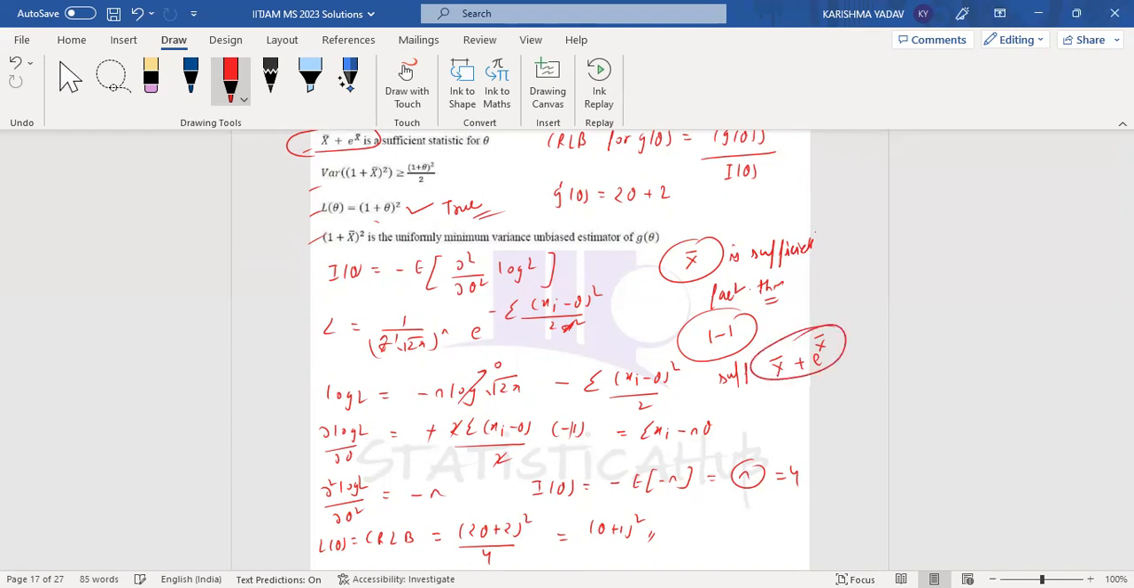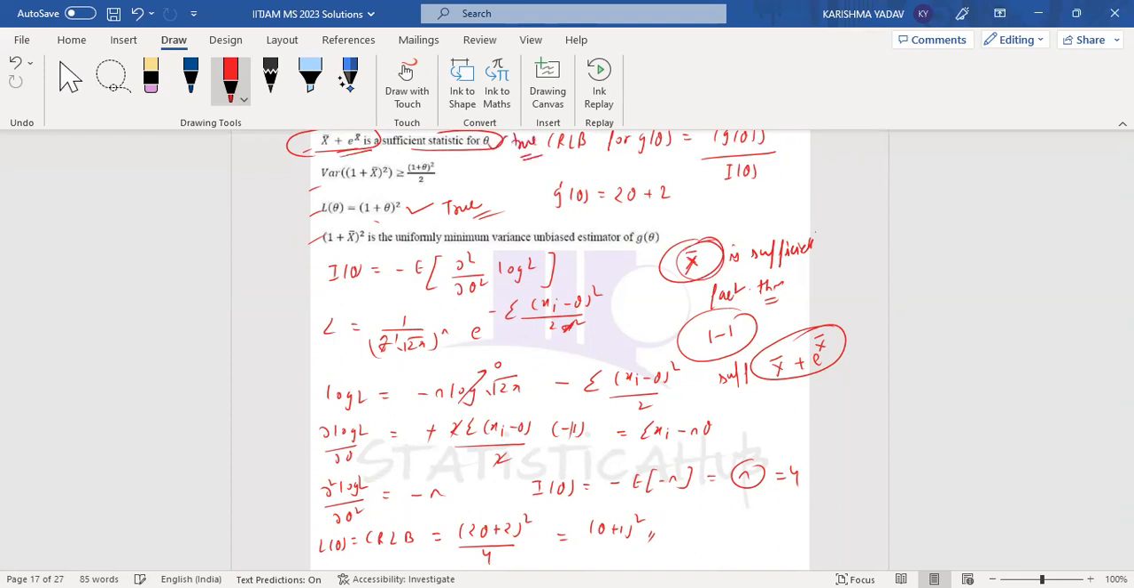So x bar plus e to the power x bar is a one-one function of the sufficient estimator, and my sufficient estimator is x bar. So it will also be true that x bar plus e to the power x bar is a sufficient statistic for theta, as x bar is sufficient for theta and it is a one-one function of x bar. So this will also be true.